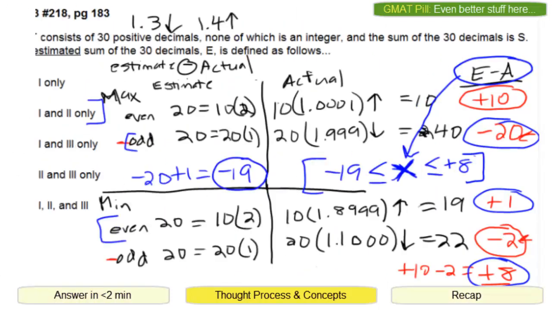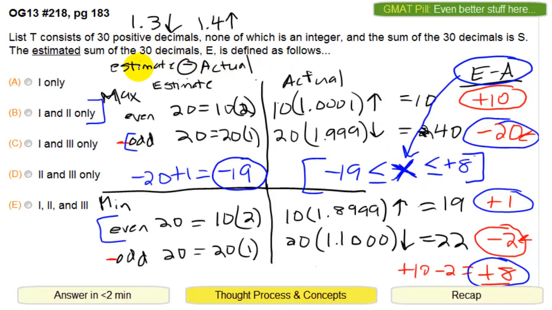Okay, so let's look at concepts. You're basically asked, what's the difference between the estimate and the actual? The estimate is defined depending on the tens digit. If it's even, you round up. If it's odd, you round down. So the way we did this was we tried to challenge that. We tried to find extreme examples of when the estimate is completely off from the actual.